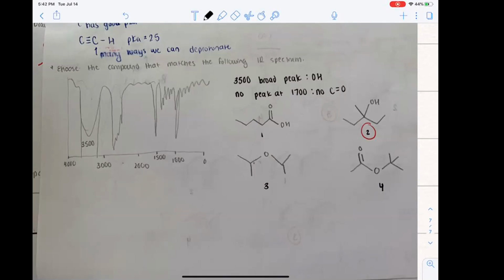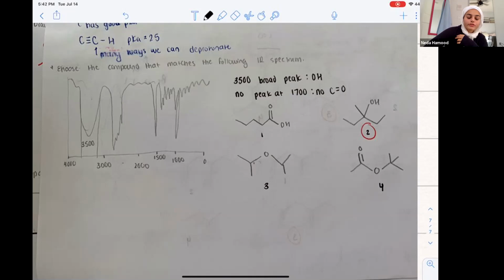What about the medium peak that is just above 1500, almost 1600? But we know that in order for it to be a C double bond O, it would have to be super sharp. It would look like this. Does that make sense?